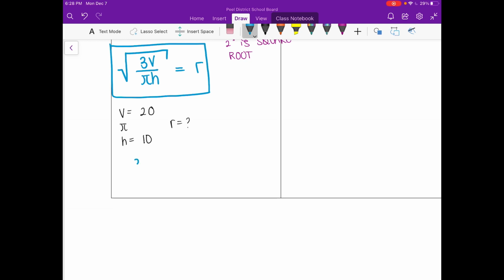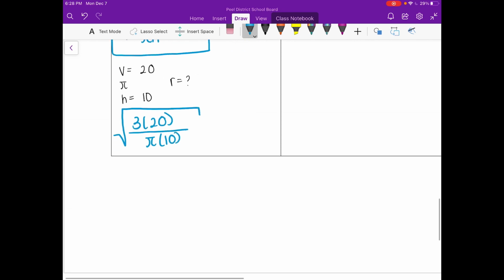So we have 3 times 20 divided by pi times 10, right? All of this under the square root sign. So the square root sign kind of functions as its own bracket, so you've got to do what's inside the square root sign first. So you're going to do all of this first. So you're going to do 3 times 20, which will give you 60, right, over 10 pi, right?